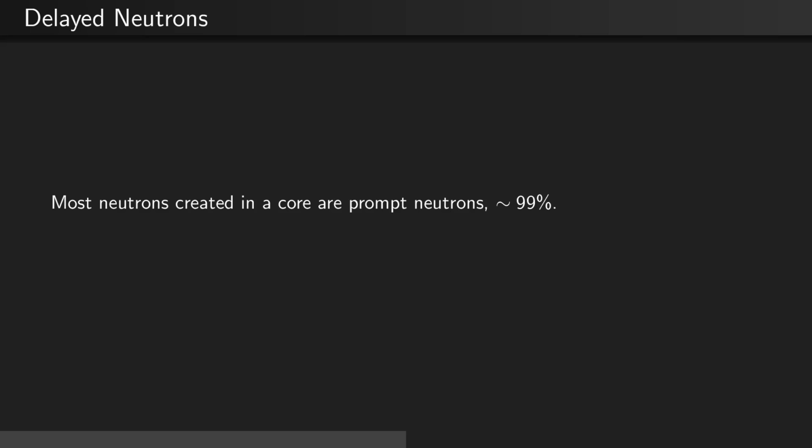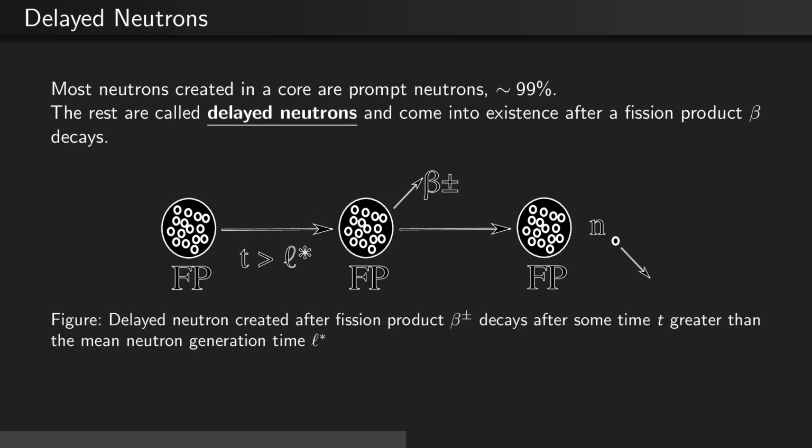Most neutrons created in a core are prompt neutrons, approximately 99% of them. The rest are called delayed neutrons and come into existence only after a fission product beta decays, as seen in the figure here. First, the fission product must exist, and then after some time t, which is greater than the mean neutron generation time for prompt neutrons, the fission product will emit a beta particle. This can be either a beta plus or a beta minus. Then, the fission product will decay again, releasing a neutron.